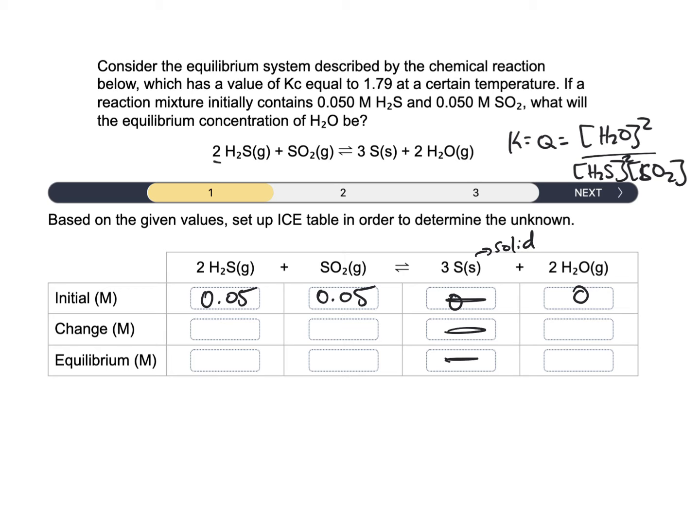Now, I can do the change row. Remember, just use the coefficient, so this is a product. So it has a coefficient of plus 2x, and we're going to make products and use up reactants, minus x here, minus 2x for H2S, again, because that coefficient is 2. Equilibrium, 0.05 minus 2x, 0.05 minus x, and 2x.